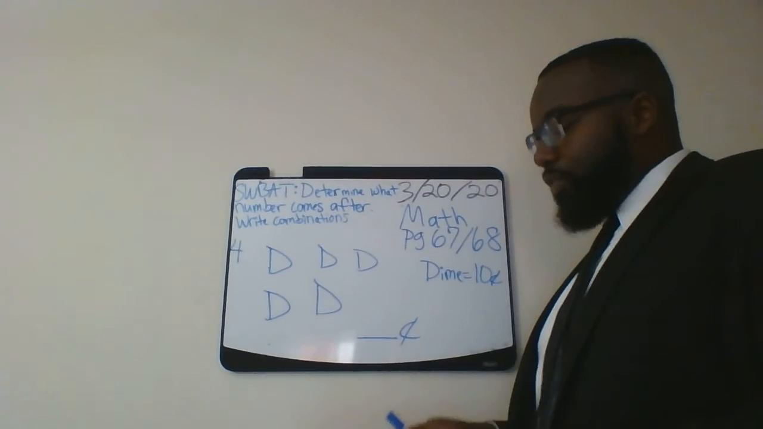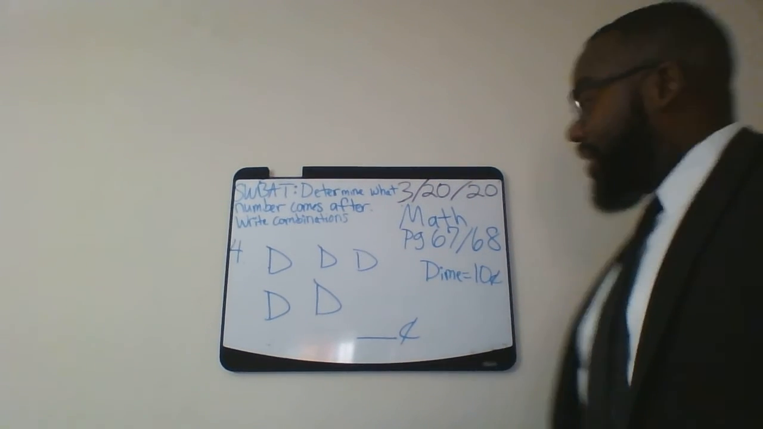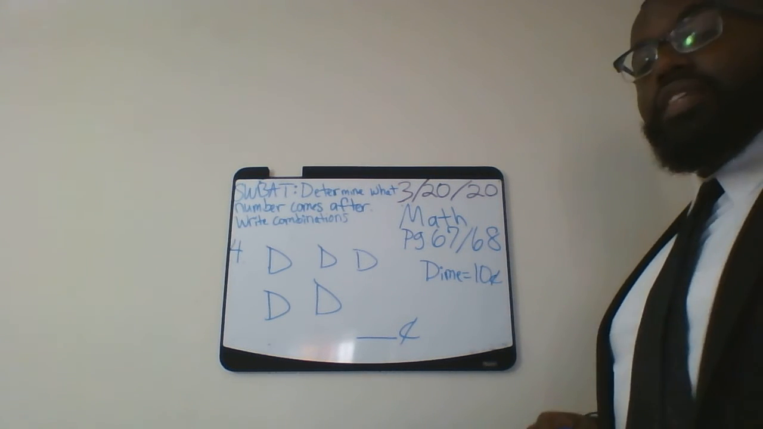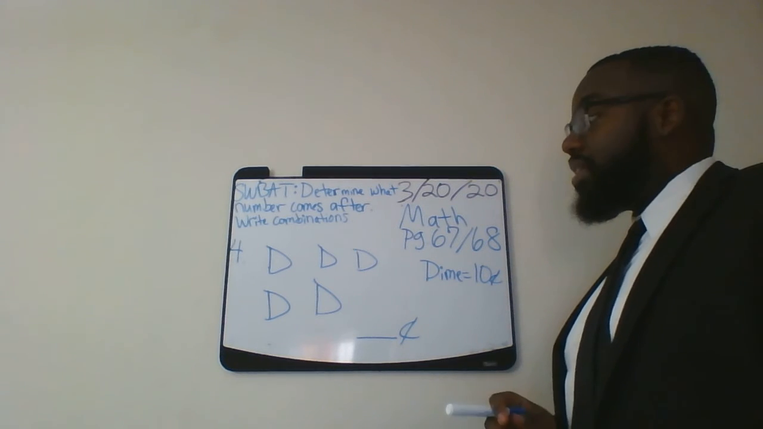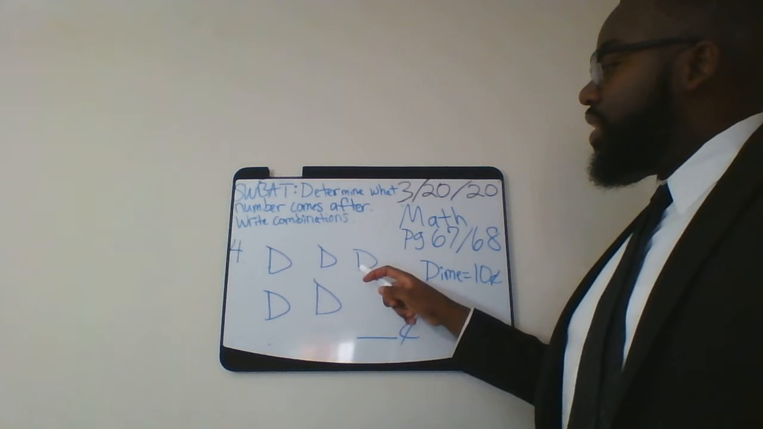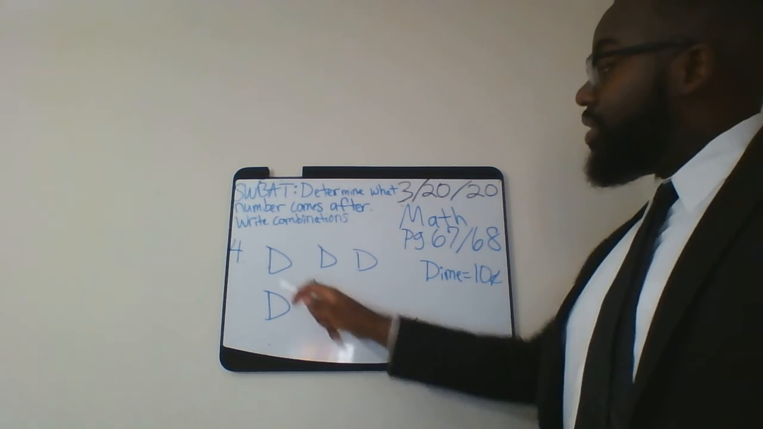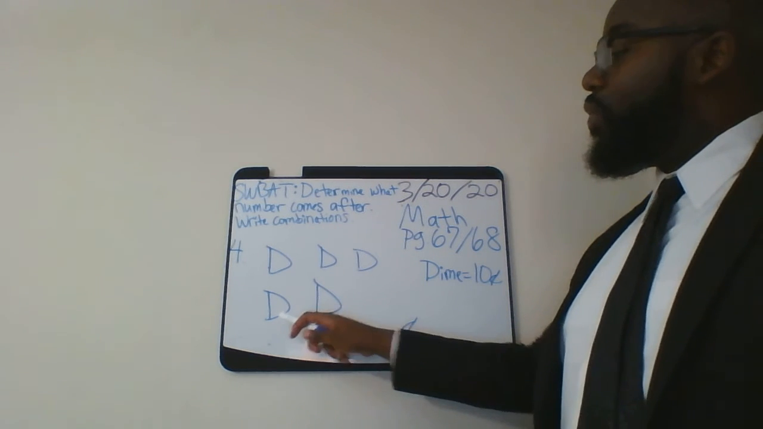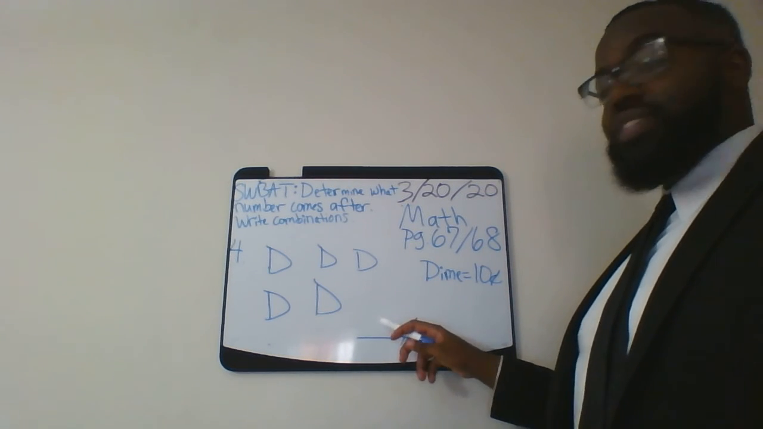Okay, let's look at number 4. Number 4 asks us how many dimes. Remember, a dime is worth 10 cents. So you are counting by tens, okay? Let's count. 10, 20, 30, 40, 50. Let's count it one more time. 10, 20, 30, 40, 50. So whatever the answer is, you will write it right here on this line, okay?